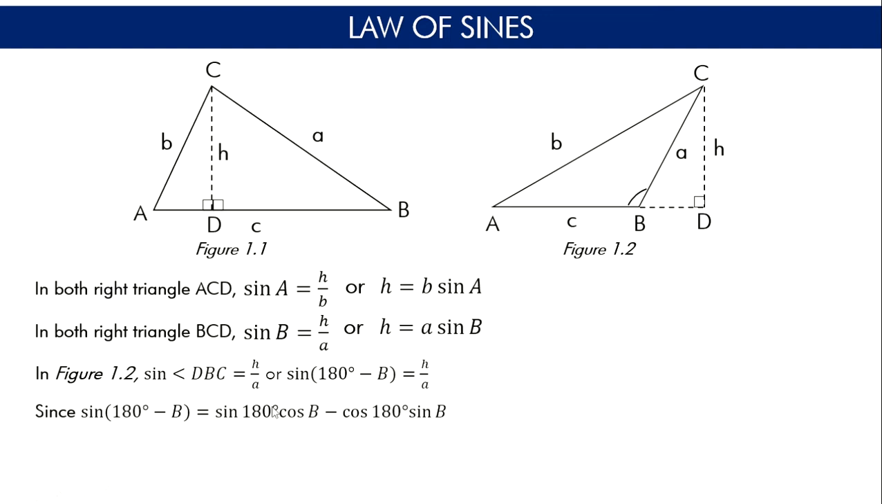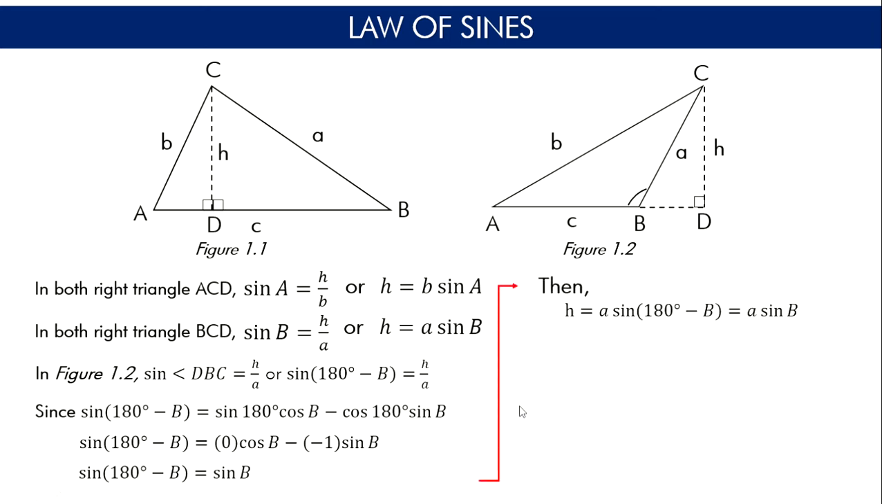Sine 180 degrees is equal to 0, and cosine 180 degrees is equal to negative 1. Simplifying this, we obtain 0 here. Negative times negative is positive. So sine of 180 degrees minus B is equal to sine B. Then the h here is equal to a sine of 180 degrees minus B, which is the same as a sine B.